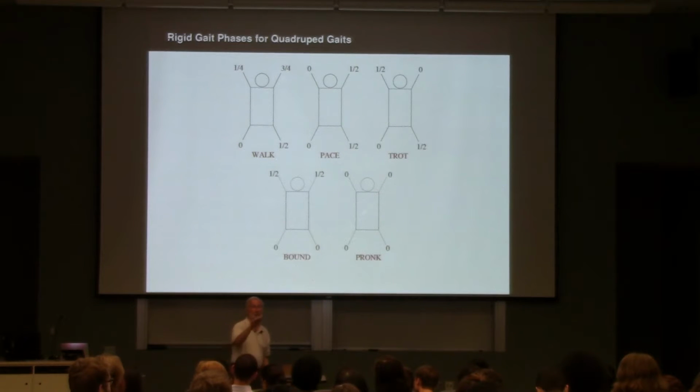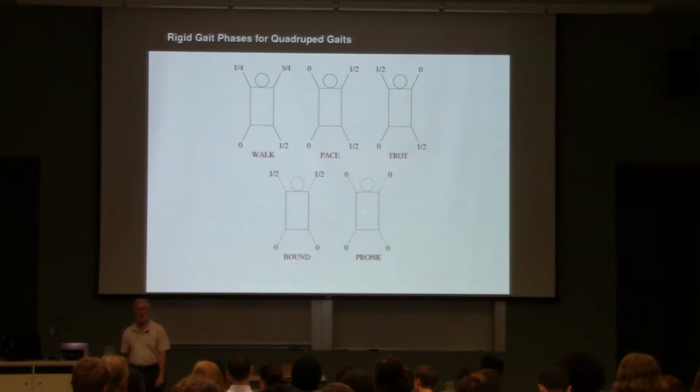Bound: both front legs hit the ground at time 0, rear legs at time a half, just back and forth. Go out and look at the squirrels after the lecture, and they'll be bounding. Pronk. Anybody know what a pronk is?